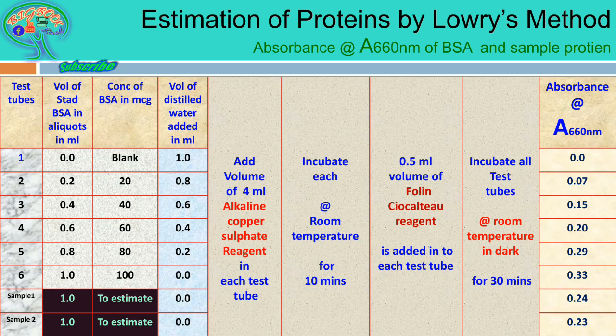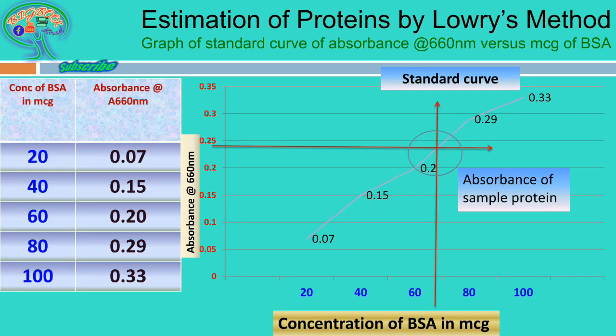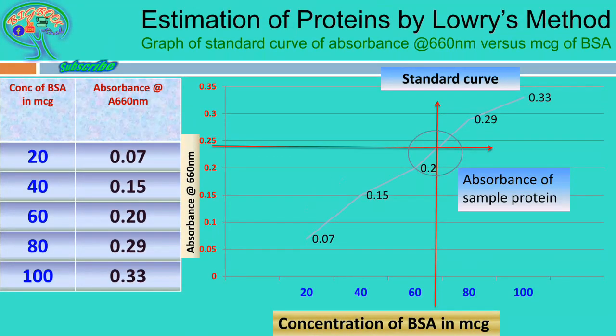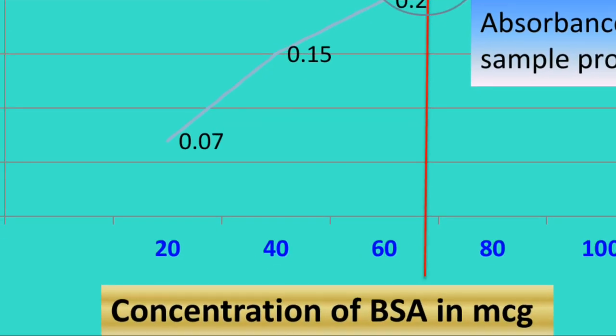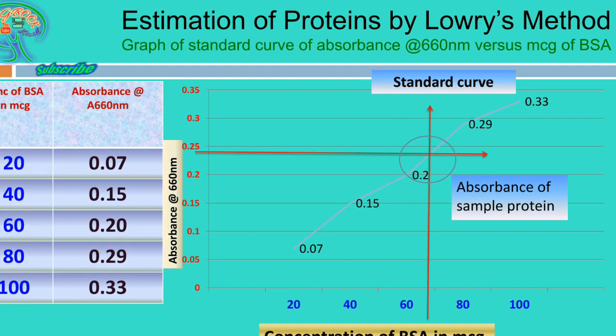Now, we have observed that the samples have 0.24 and 0.23 as the absorbance readings. A single sample reading of 0.24 has been considered and interpolated on the standard curve, so that it falls to this particular point on the graph for the BSA in micrograms. Here the graph shows approximately 70 plus micrograms of protein is present in the sample solutions.